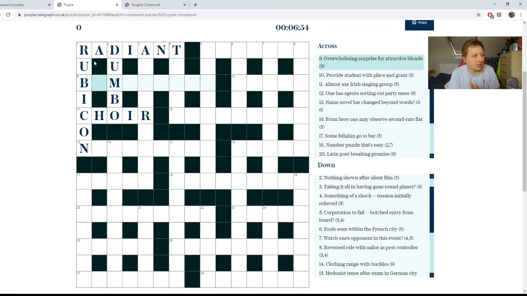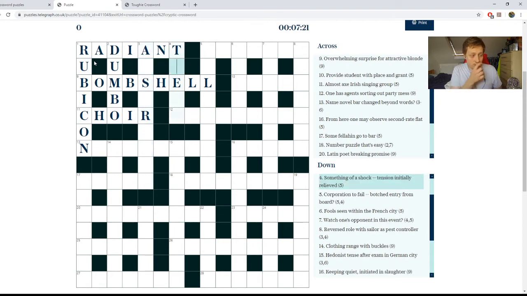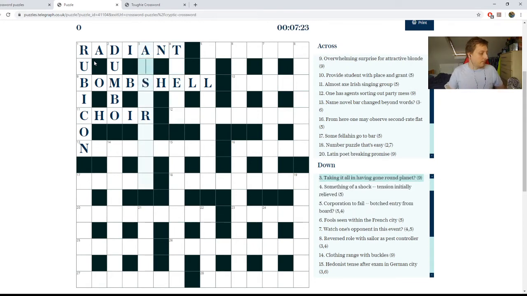Scott, Sensei, tell me what it is. I want to give you the honour here. I'm just putting the O there just to prove that I know. And I'll put an E here. It is bombshell. It's a double definition, an overwhelming surprise. And a blonde bombshell is an attractive blonde. So that is that one. Well done. Just a double definition, two different things for the same thing.